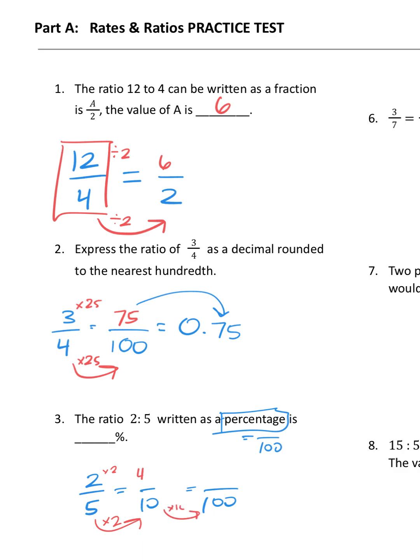10 times 10 builds 100. 4 times 10 builds 40. And now that I have 40 out of 100, that is 40%. So my answer would be 40.